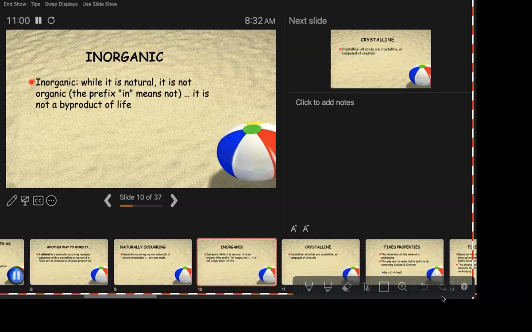Inorganic. This one might seem contradictory coming right after naturally occurring. You're like, well, isn't everything that occurs organic? And no, not at all. The prefix in means not, just a reminder. Insufficient, insubordinate, so on and so forth. So it is inorganic in the sense that it is not alive. It was never alive. It is not a byproduct of life.